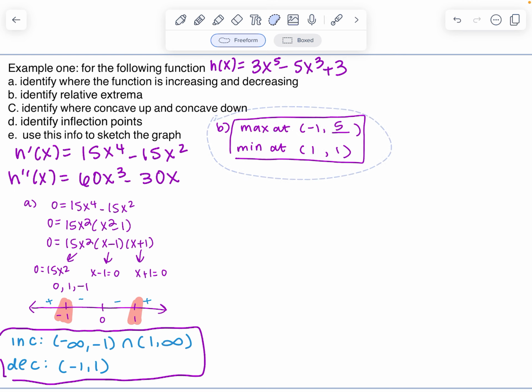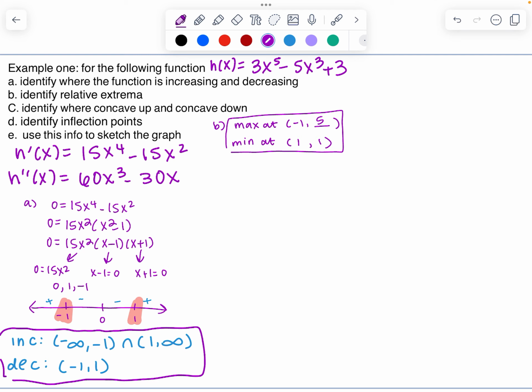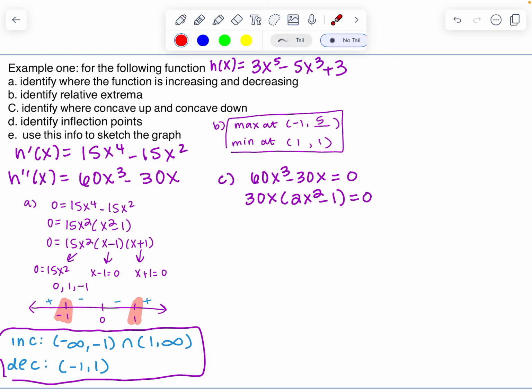So far we know where our graph is increasing and decreasing. We know where its max and mins are. Now we want to figure out concavity and inflection points. And so for this, we're going to go to our second derivative. So I'm going to do 60x cubed minus 30x equals 0. And then there's a greatest common factor of 30x in both of these. So I'm going to pull out a 30x. I'll be left with 2x squared minus 1 equals 0. This can't be factored down anymore because it's not a difference of perfect squares.